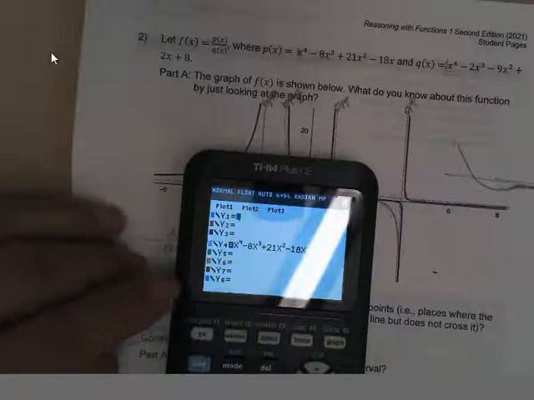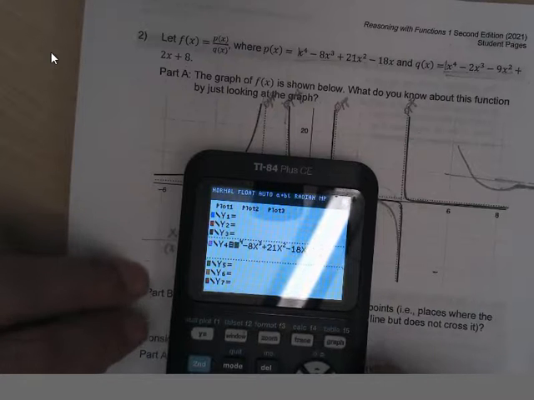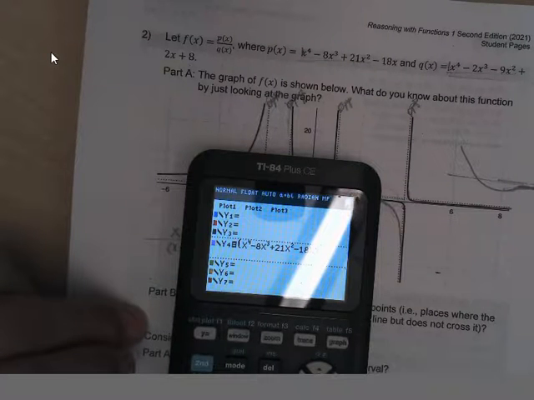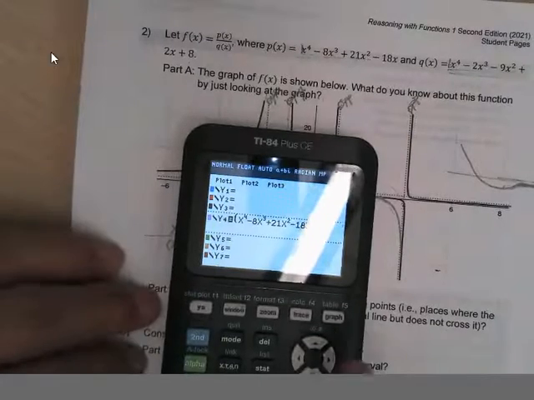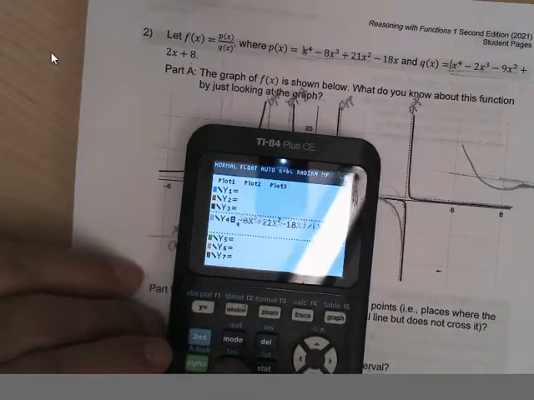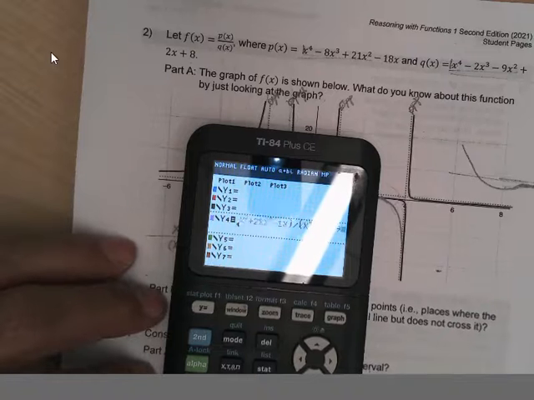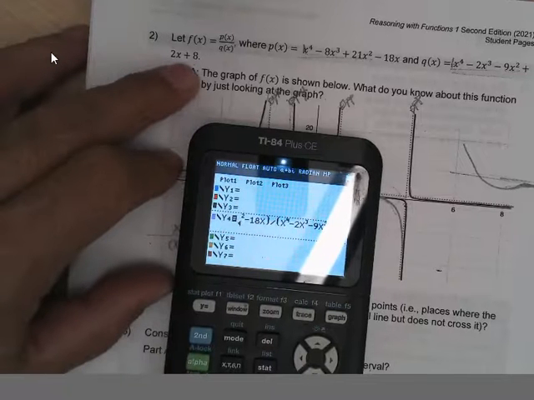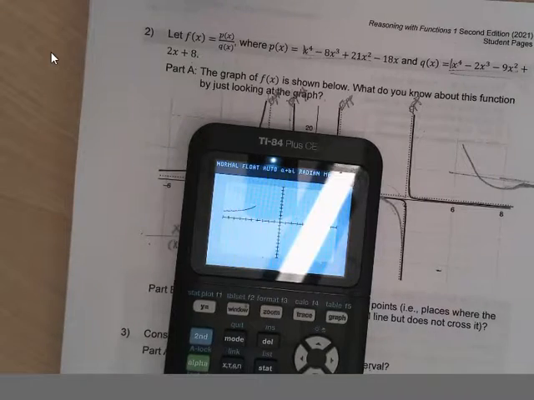on, let's see, we've got the numerator. So I'm going to go to here, and I'm going to put parentheses around this, and around the end of it, and then I'm going to divide it by, and then I'm going to type in the denominator, which is parenthesis x to the fourth minus 2x to the third minus 9x squared plus 2x plus 8.